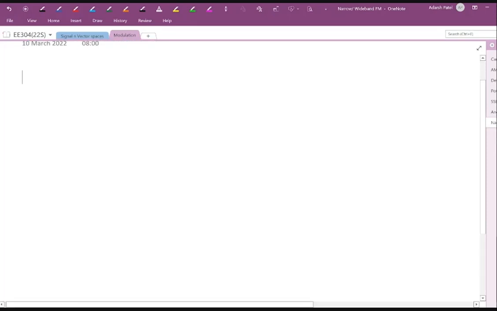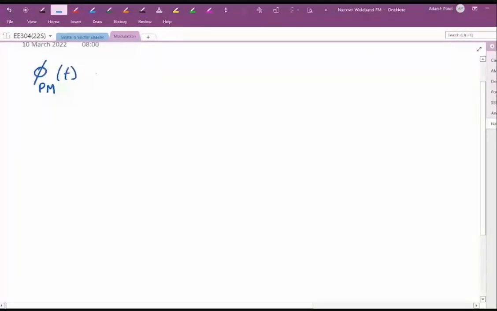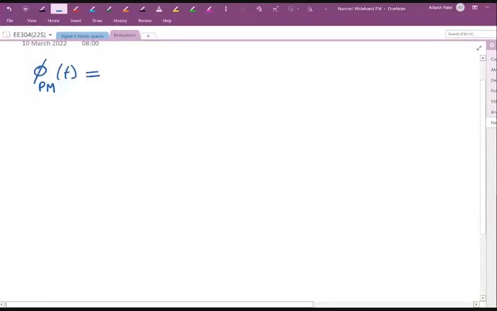So the phase and frequency modulated signals that we have obtained earlier, we are going to write them again, and then we will write that signal in the phasor form. So what was the signal that we obtained for the phase modulated signal? What was phi_PM(t)? What was the signal?